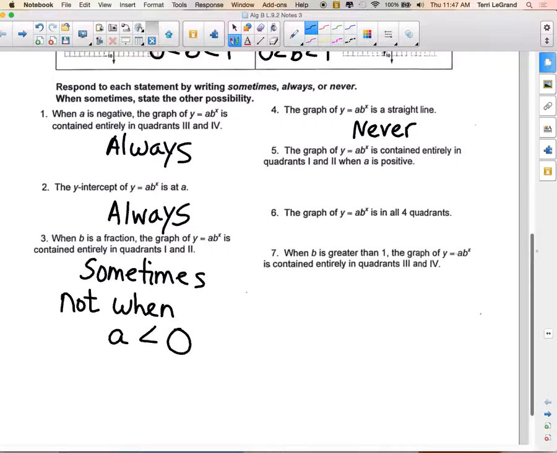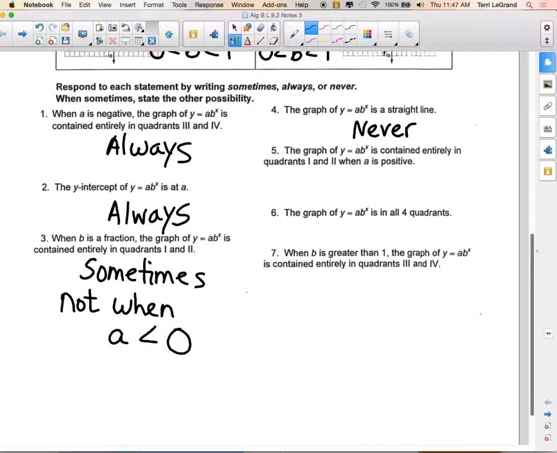If it's a straight line, what would b be equal to? 0. X. What's the thing b can't be equal to? 1.